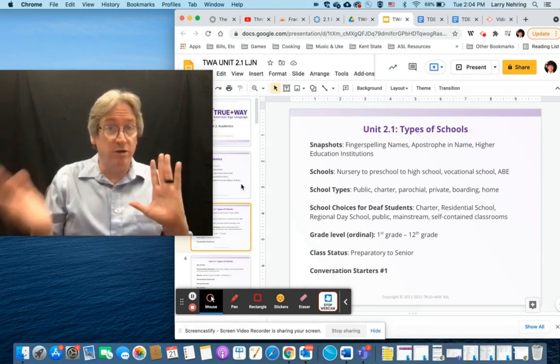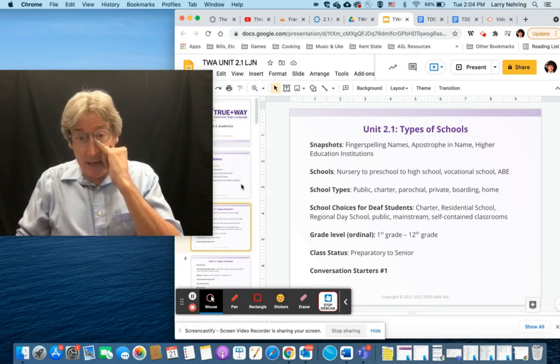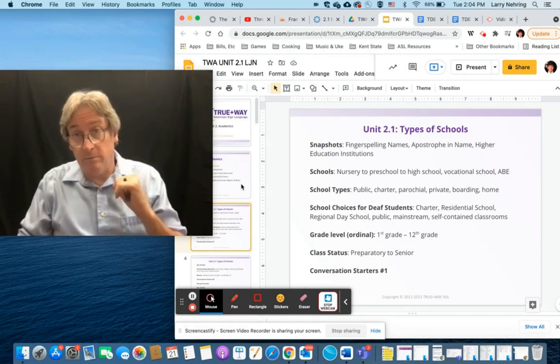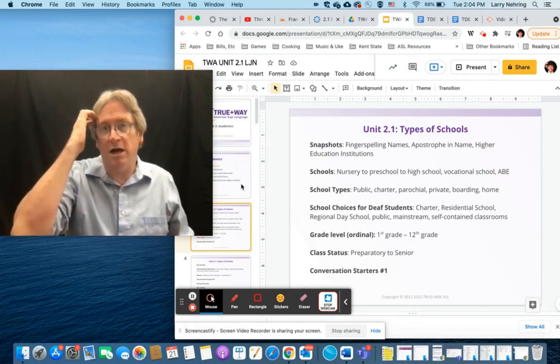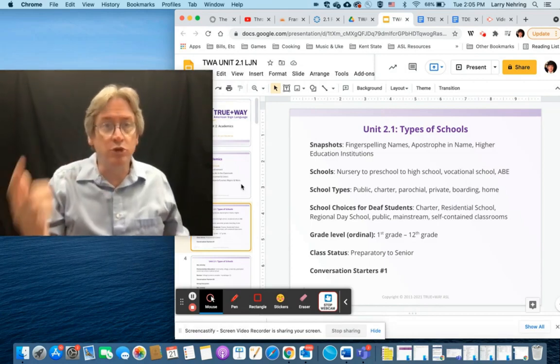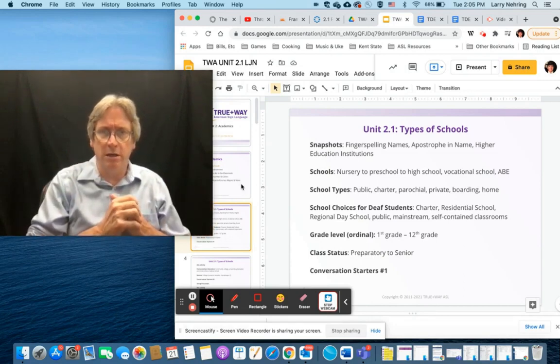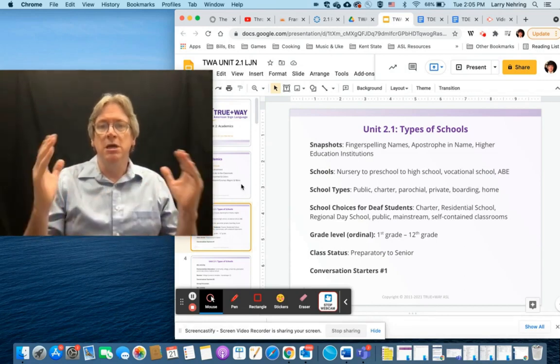Schools. We'll go through a bunch of different vocab for different types of secondary schools. And so those are the two right there, schools and school types. Then school choices, specifically for deaf students. What are the main ones that we have for deaf students?